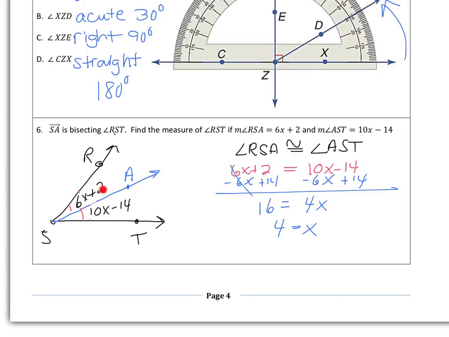So we're going to substitute x equals 4 into each of these expressions. So I'm going to start over here. 6 times 4 is 24, plus 2 is 26 degrees. So RSA is 26 degrees. I'm going to substitute x equals 4 here. 10 times 4 is 40, minus 14 is also 26 degrees, which we would expect, since those two are congruent. Therefore, if I add those two angles together, we will get the measure of angle RST to equal 52 degrees.